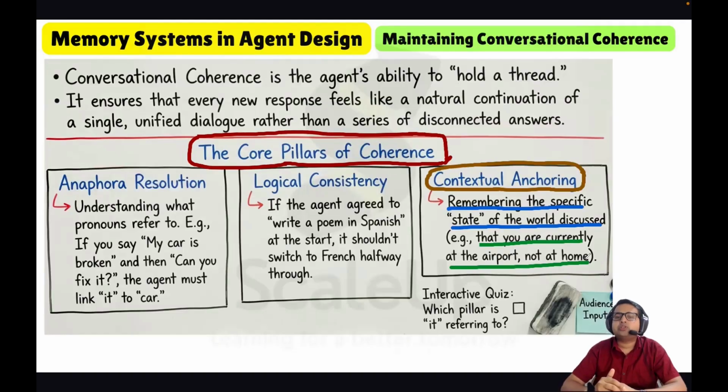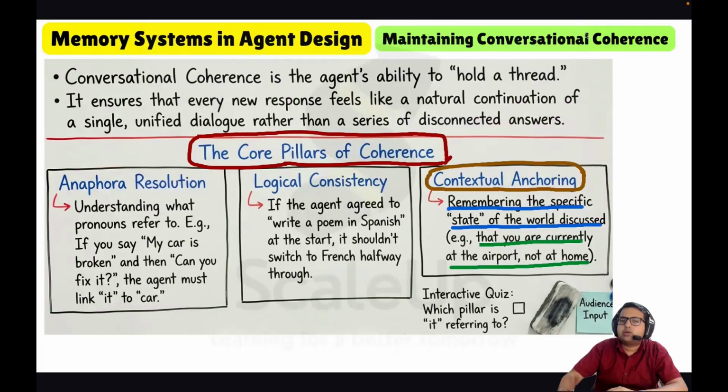So the response of the agent might be somewhat specific to the home, and hence it will become irrelevant for the user. So for conversational coherence, contextual anchoring is very important, wherein the agent should remember the specific state of the world which is already discussed with it.